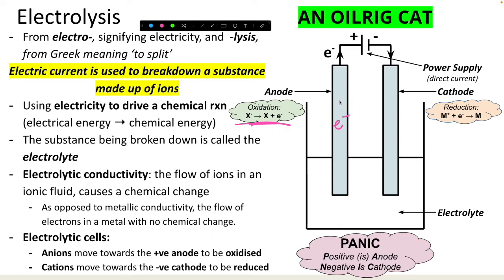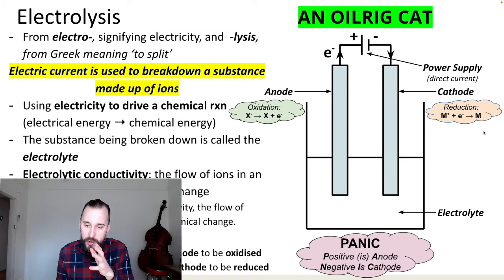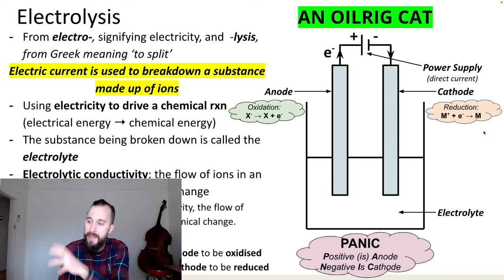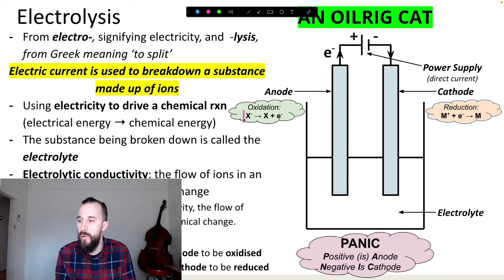These electrons being lost are the ones that are going through the circuit, and the electricity is allowing these electrons to be lost so that the cation can gain the electron and form whatever the product is there. So you can see here we're having chemical change, different to our metallic conductivity, where the electrons pass through a metal unchanged. In this instance, we're chemically altering what our ionic species was before.